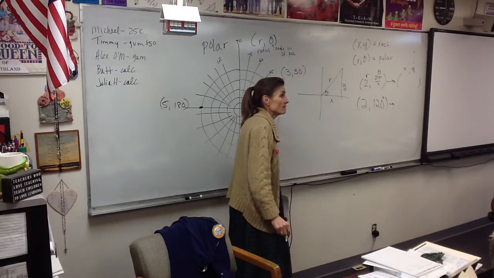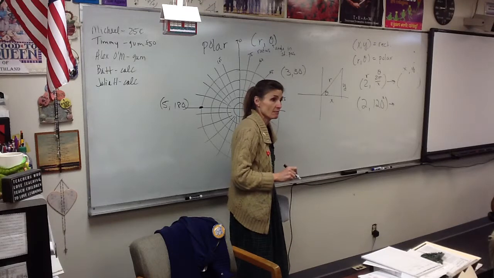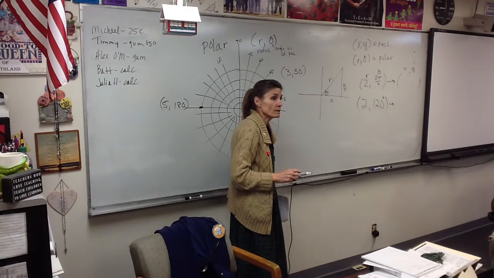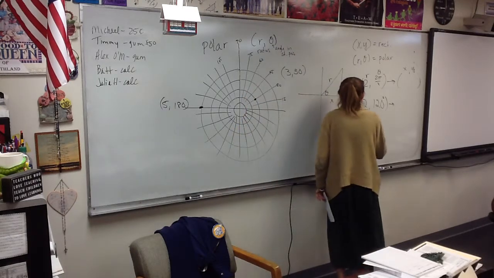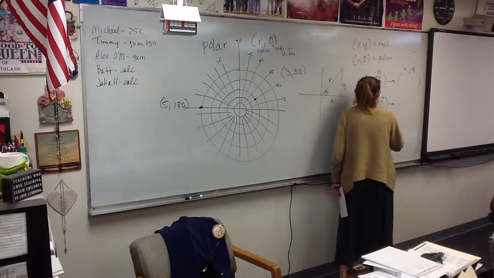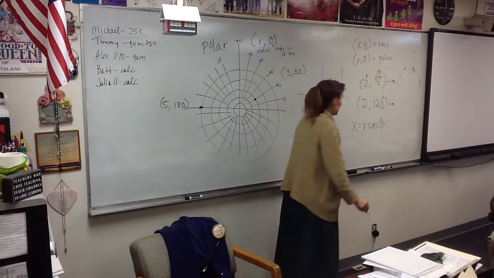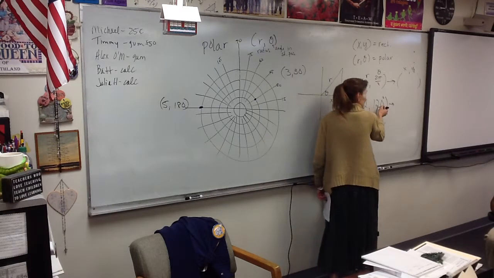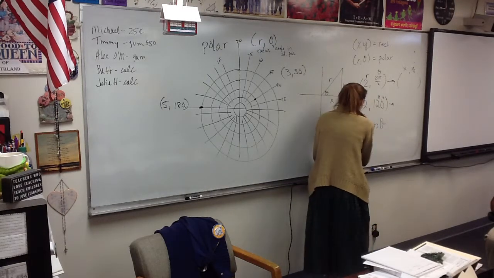Now I am trying to find x and y. This is why I had you memorize that stuff last night. According to the formula, what does x equal? r cosine theta. So x equals r cosine theta. That's what we have memorized. Now wait a second. What's this? r. That's r. What's this? Theta. Wait a minute. So what's x going to equal?